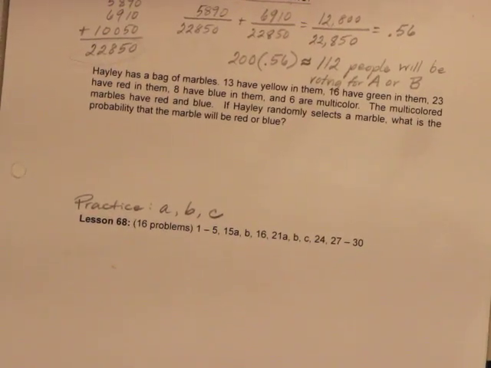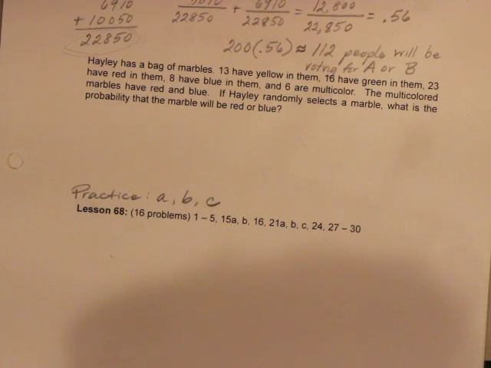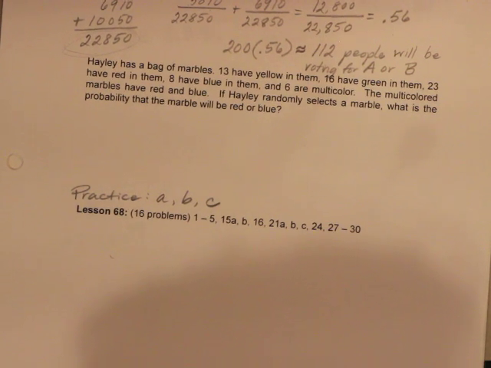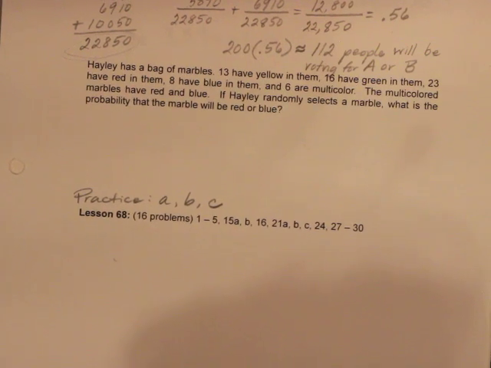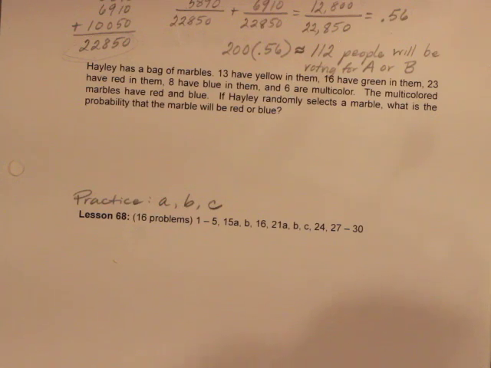Let's change the example now from people to marbles. Haley has a bag of marbles. 13 of them have yellow in them, 16 have green, 23 have red, 8 have blue, and 6 are multicolor. The multicolored marbles have red and blue. If Haley randomly selects a marble, what is the probability that the marble will be red or blue?